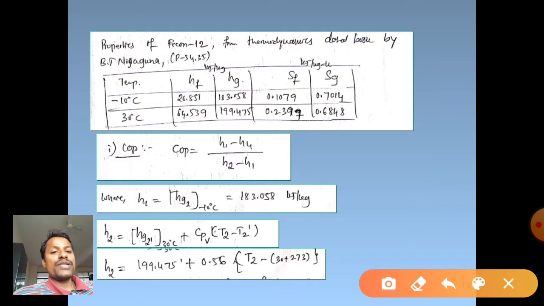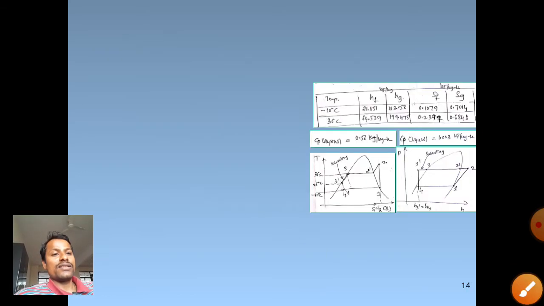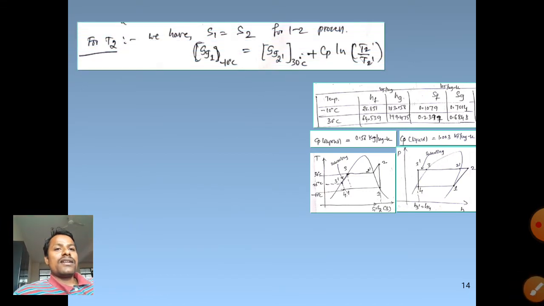Now we will substitute the values. Hg at 30 degree Celsius is 199.475, then Cpv is given in the given data as 0.56, then T2 is the superheat temperature, which is unknown, and T2 dash is 30 degree Celsius plus 273, in Kelvin. I want enthalpy H2, but T2 is unknown in that equation. We do not know the superheat temperature.